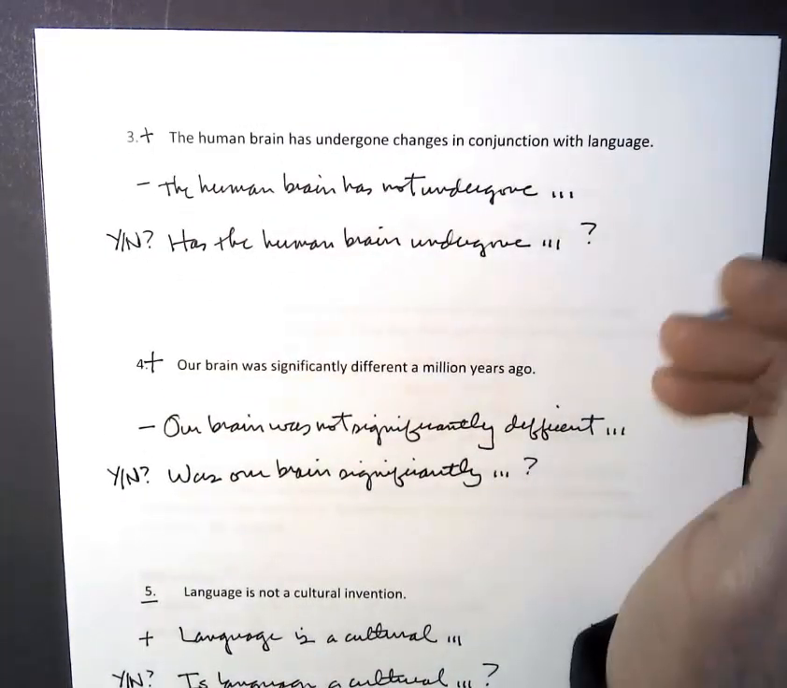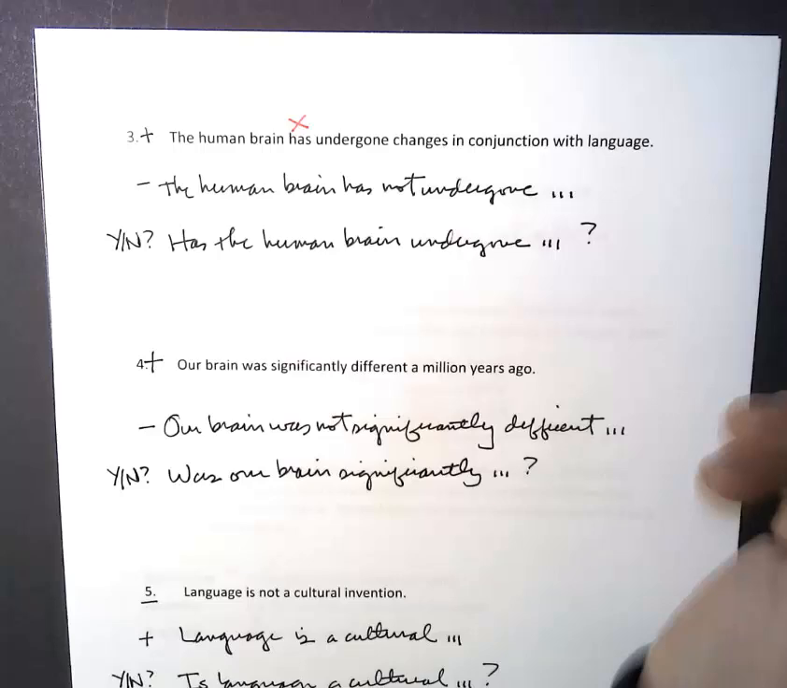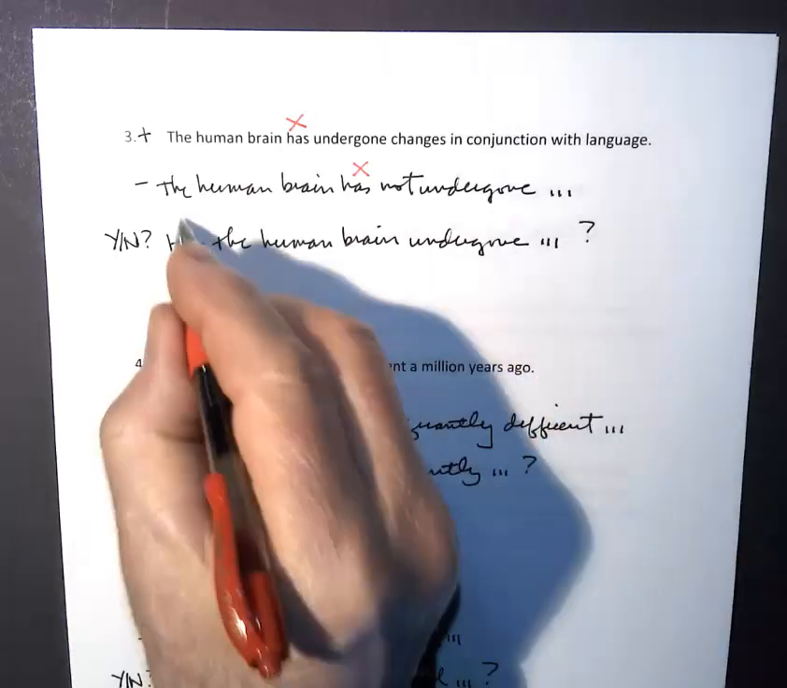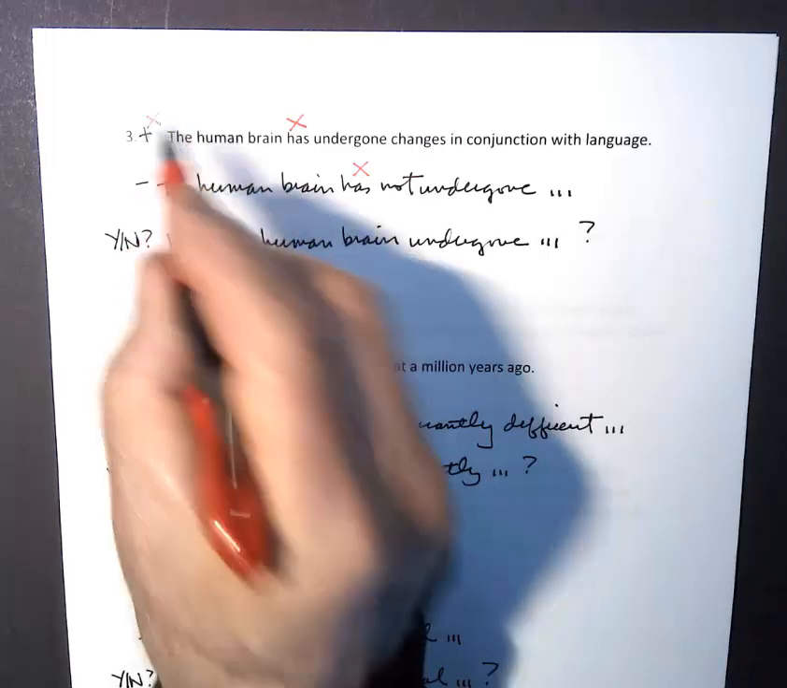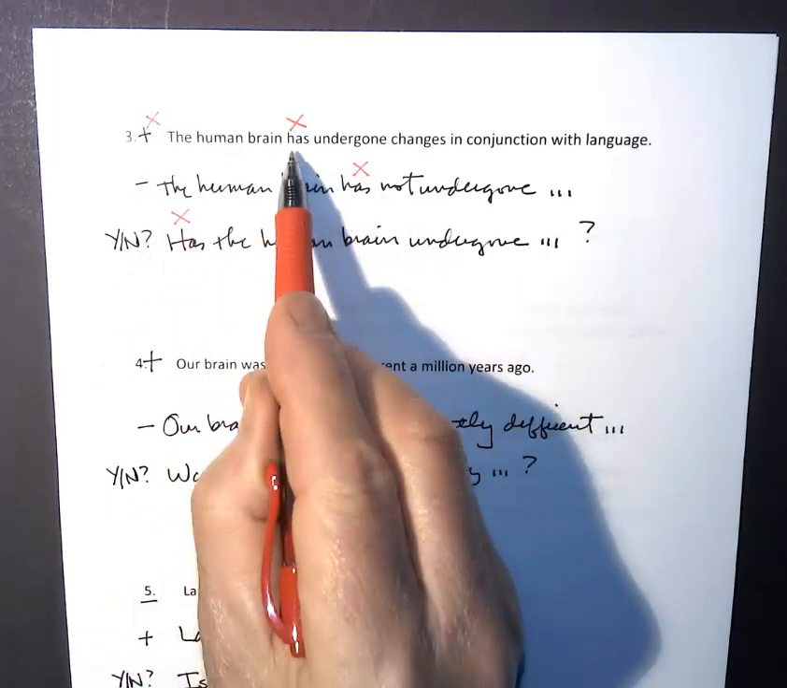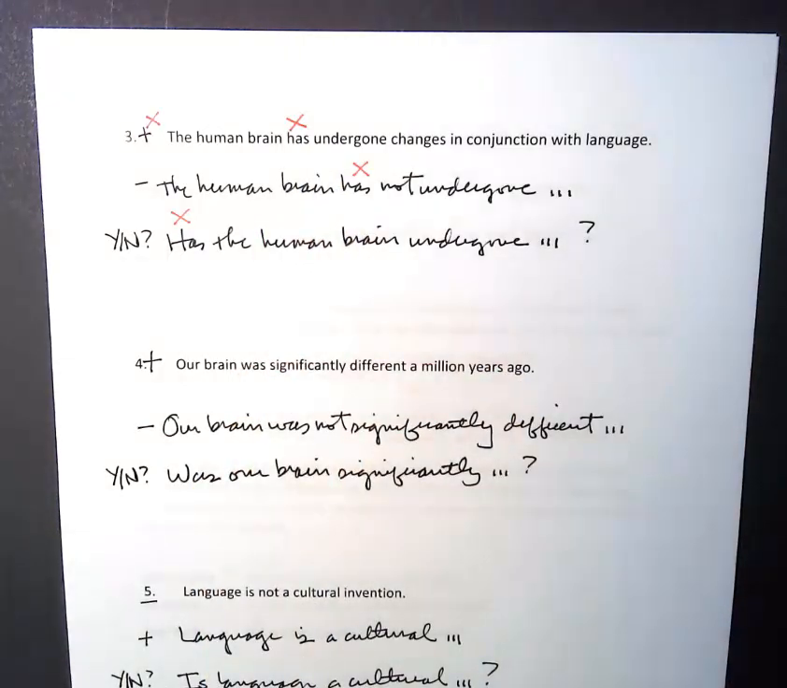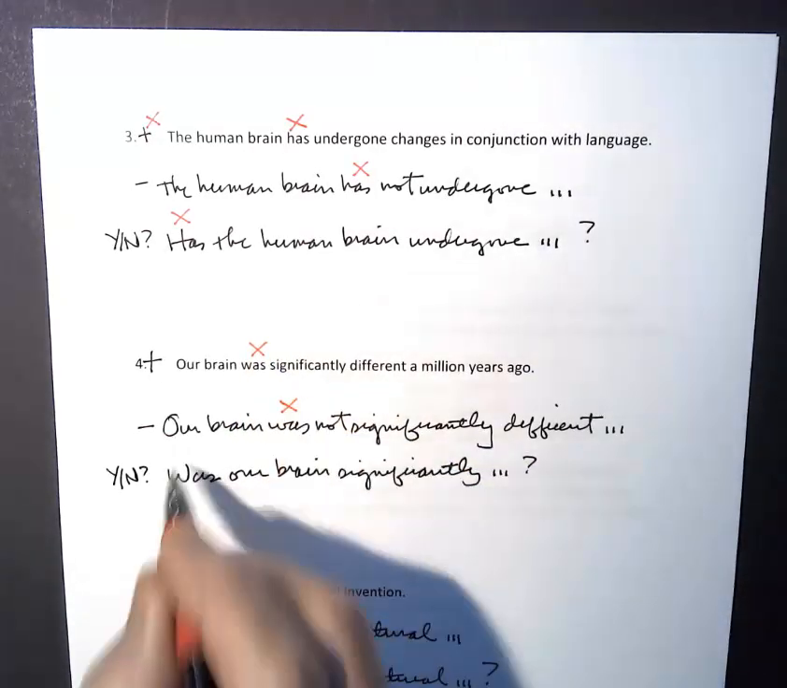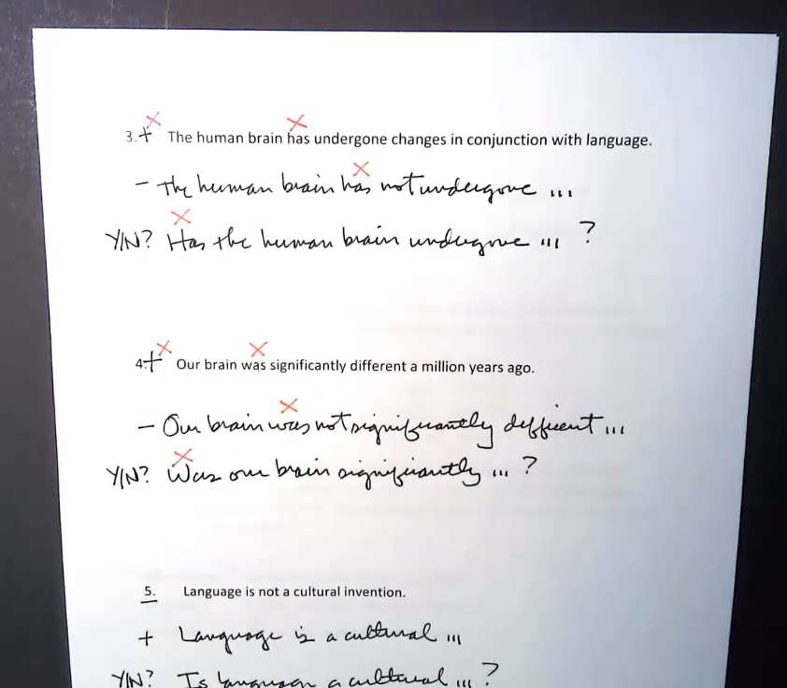Number 3, the human brain has undergone changes. Now this one has the affirmative, it has the X word has, the negative, the X word has, and the yes/no question begins with the X word have. So there's one X word place here in front of the, and the other X word place is here after brain. Number 4, our brain was significantly different. Was not, was our brain. Here's one X word place, and here's the other.